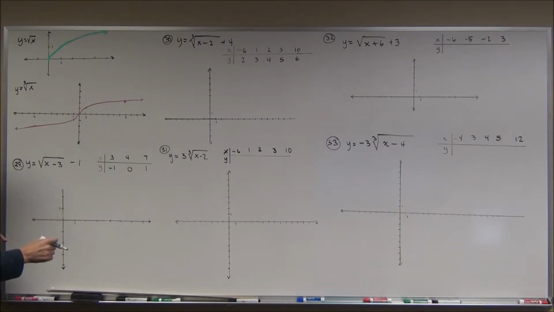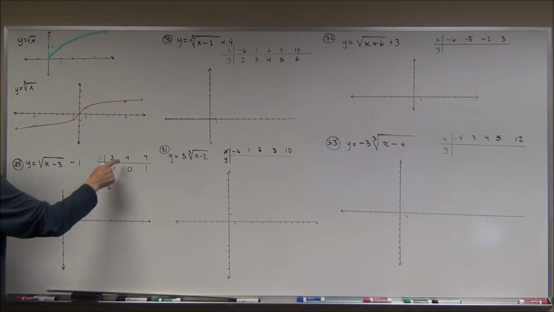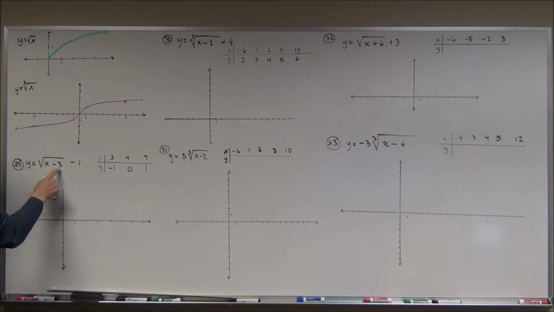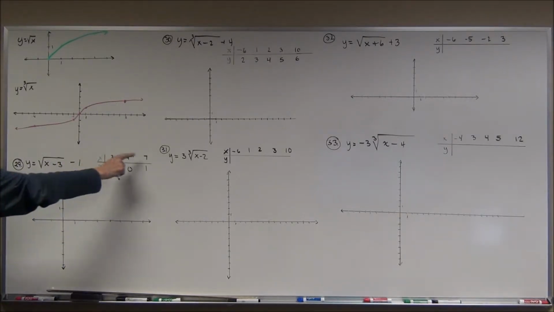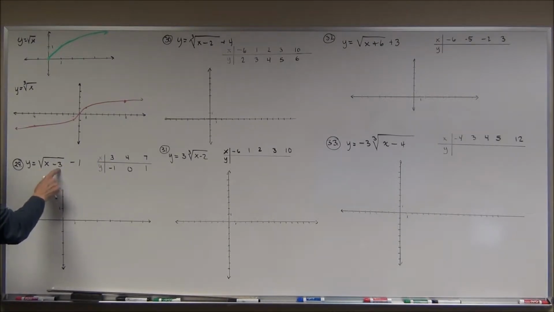Make yourself some ordered pairs. You know the shape. Just get yourself started. Start with whatever makes this radical 0. For 4, if I plug 4 in, 4 minus 3 is 1, the square root of 1 is 1, minus 1 is 0. Plug in 7. 7 minus 3 is 4, the square root of 4 is 2, 2 minus 1 is 1. And then you can get an idea of what's going on here.